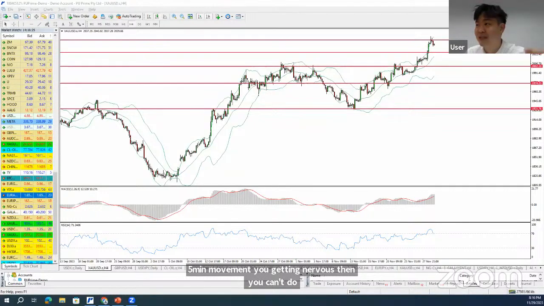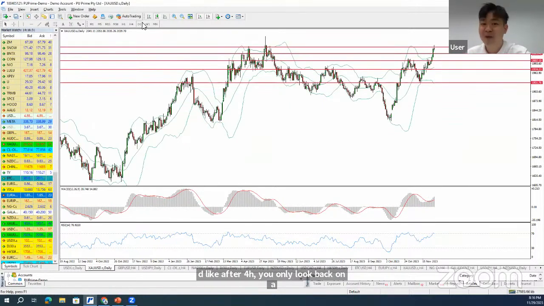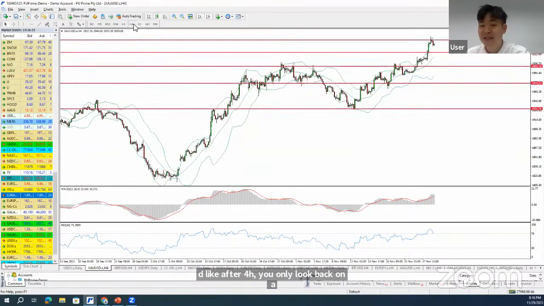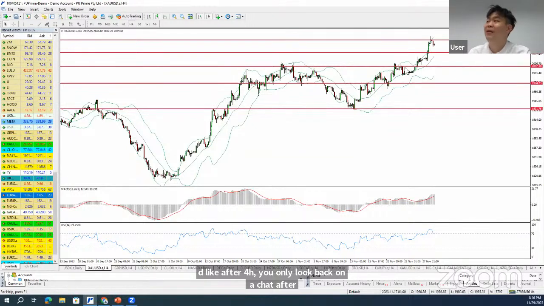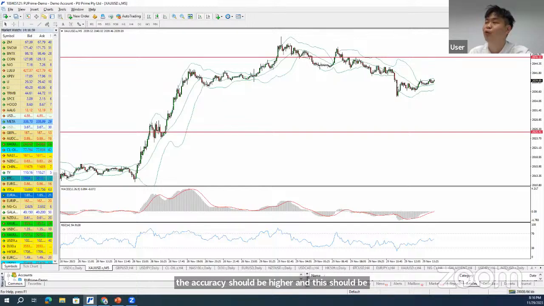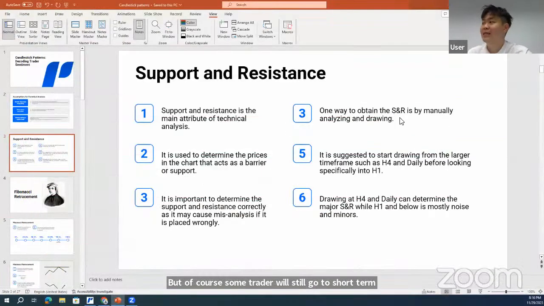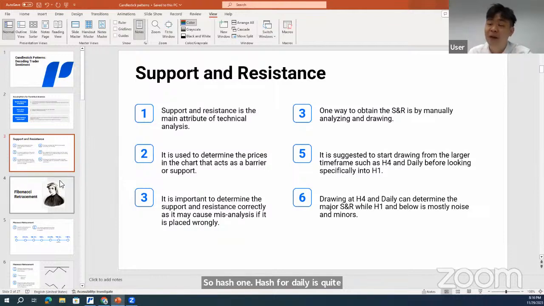Compared to that, with H4 you just look back at the charts after 4 hours. After the 1-day close, you only look at the charts, and then the accuracy should be higher. This should benefit everyone, in my opinion. But of course, some traders will still go for short-term trades. It still can work; it depends on your own trading style. So H4 and daily are quite good for us to focus on, and we can use them to draw the support and resistance level.